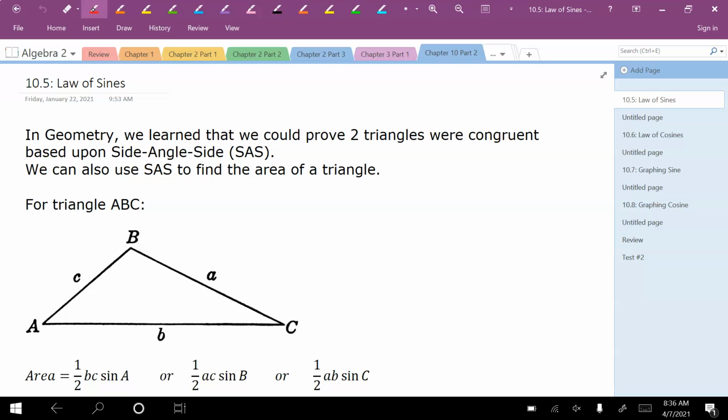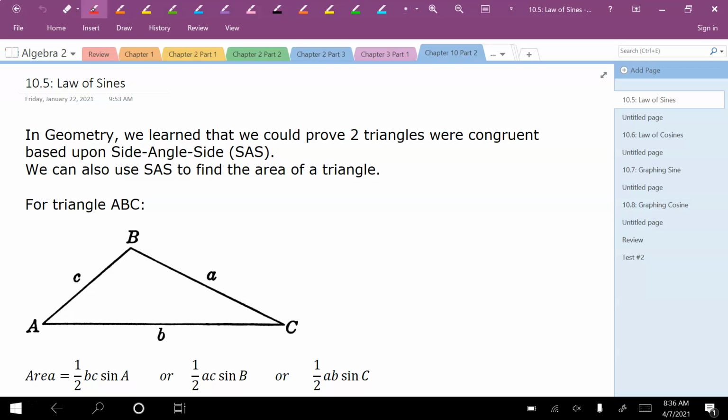So prior to this, we've only been working with right triangles, so all of them had that 90-degree angle in them. We talked about how to set up sine, cosine, and tangent, how to use those special right triangles, the 45-45-90 and 30-60-90, and how to set them up to solve for missing angles and missing sides. Now we're going to get into what to do if we have any other type of triangle.